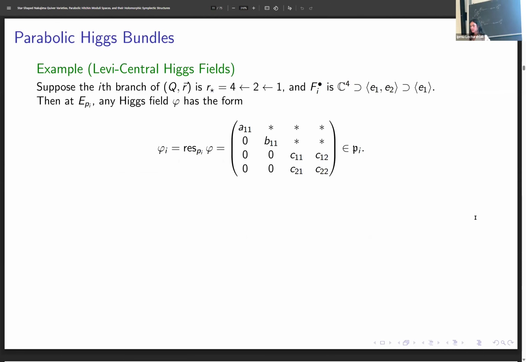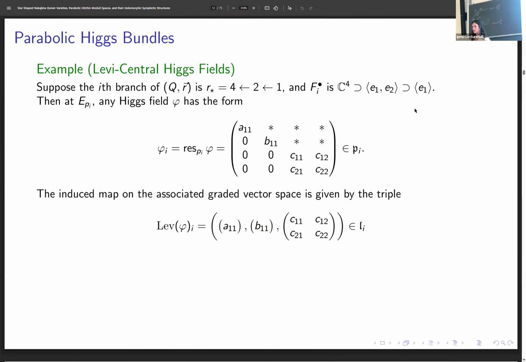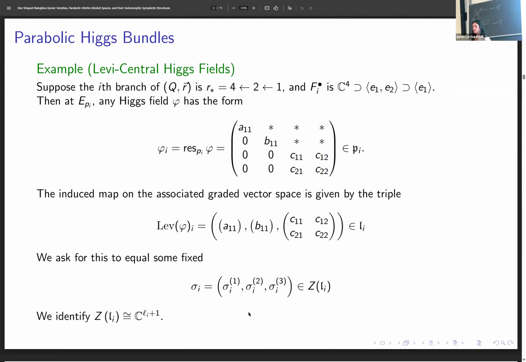So I'm going to do an example. Let's say over a point p_i, the branch of the quiver has dimensions 4, 2, 1. And I'm just going to take the standard filtration inside of there. Then a Higgs field is parabolic if its residues look like this. It's a kind of block operator, and the Levi part is just the block diagonal piece. So if you just look at the block diagonal pieces, that's the Levi part. And we want this to be equal to some element of the center. So in particular, each of these blocks should be scalar matrices, and I identify those with complex numbers.